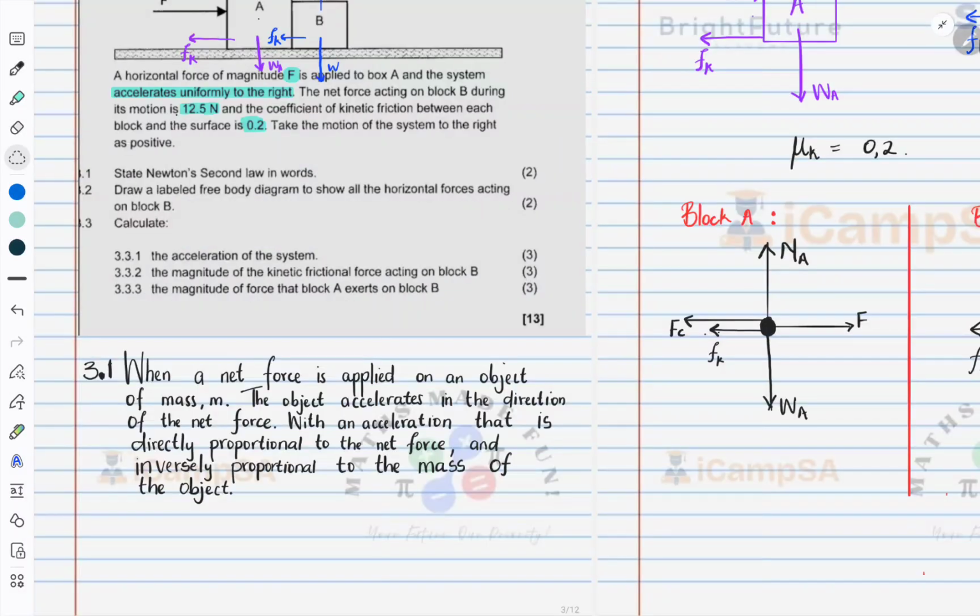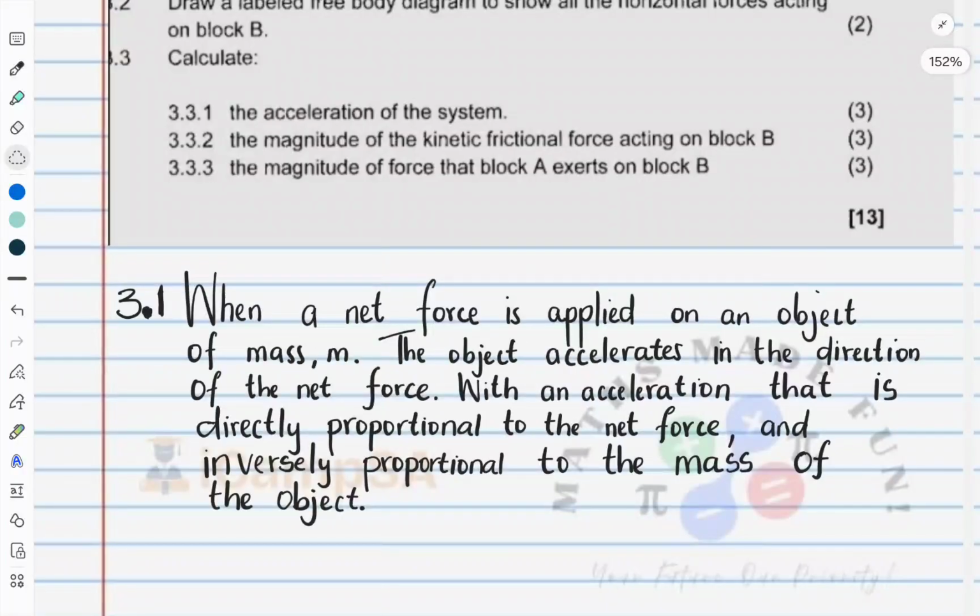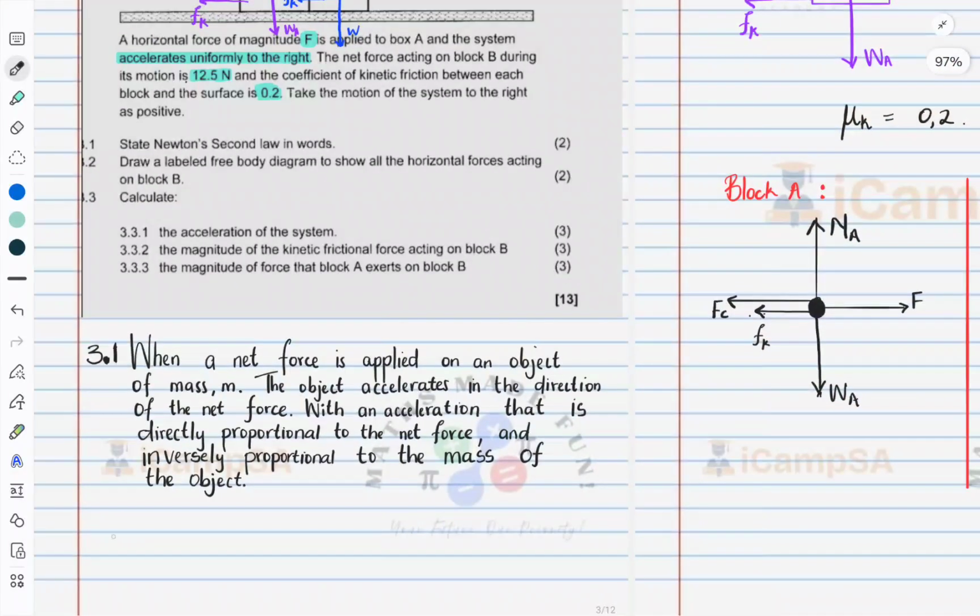Right, so I've already stated it. And then, yes, this is what you would say. The keywords are important: directly proportional to the net force, inversely proportional to the mass, and so on. Right, so let's go to 3.2.